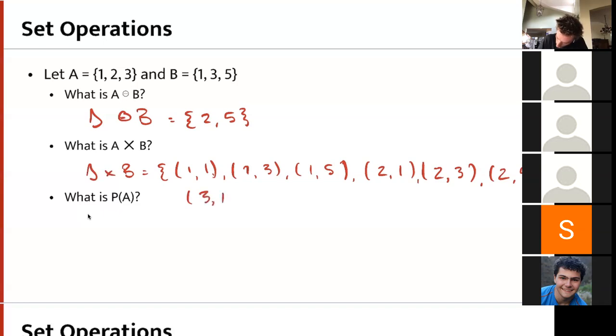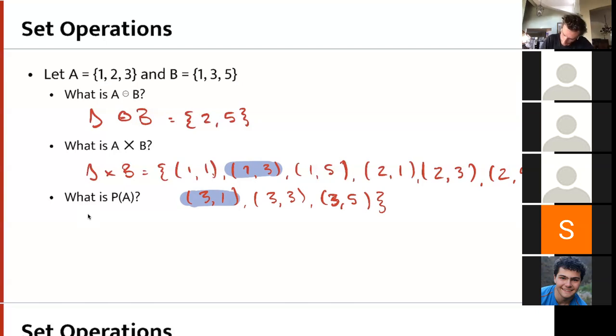3, 1, 3, 3, and 3, 5. So it's kind of up to your implementation of set whether, for example, 3, 1 and 1, 3 are the same thing or not. They could be, they could not be. It's up to you. Kind of depends on what you want to call an element of your set.